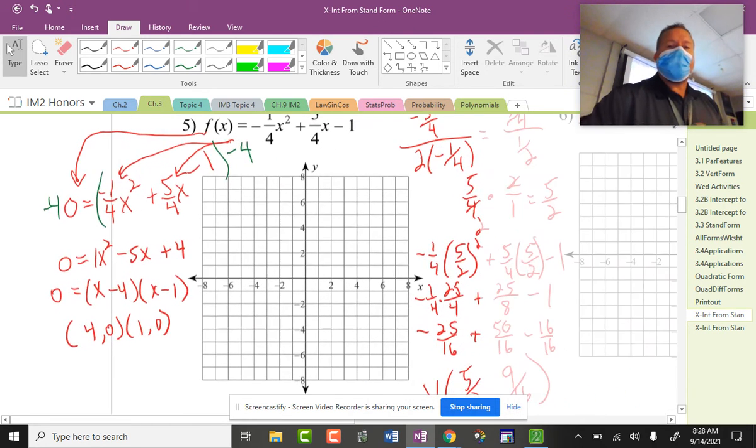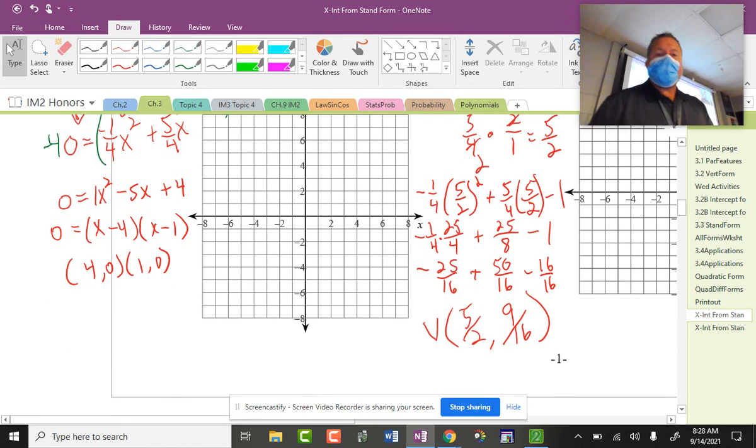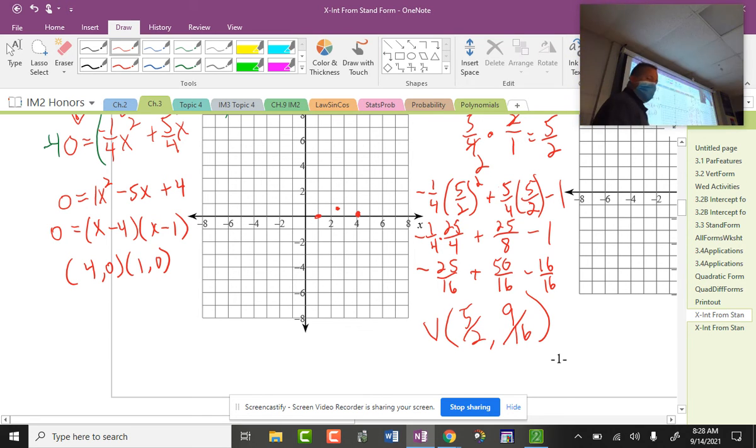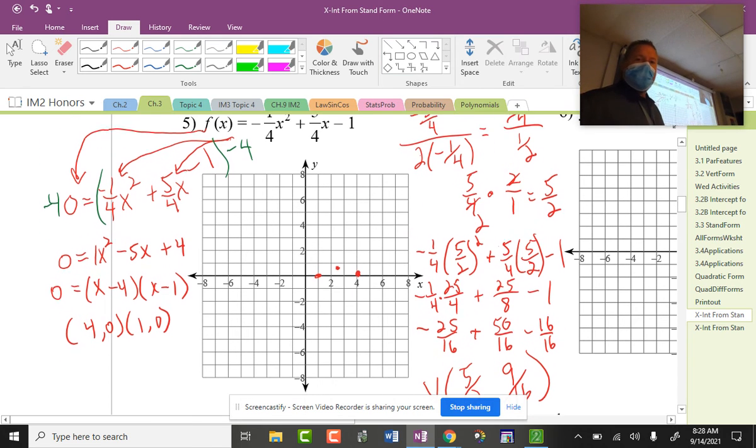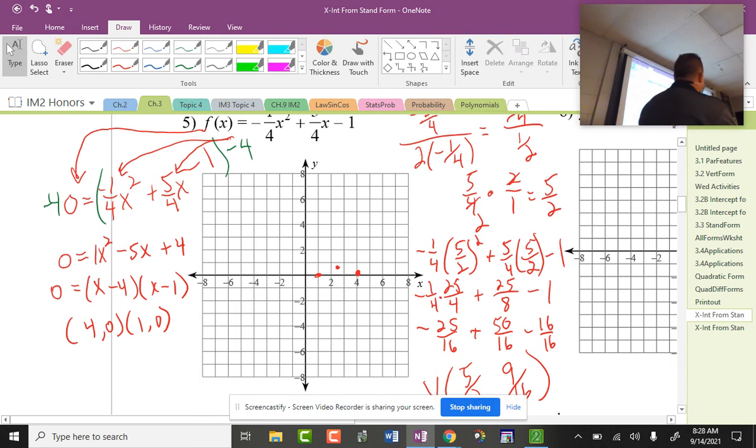Oh boy, okay, so what's 5/2? That is 2.5. All right, and then what's 9/16? It's small, but it's a little bit bigger than a half. So I would say that vertex kind of resides right there. And then 4 comma 0 and 1 comma 0. I see the symmetry, right? And then one more thing. What is the y-intercept? Look up at the equation. What's the y-intercept? -1. Okay.